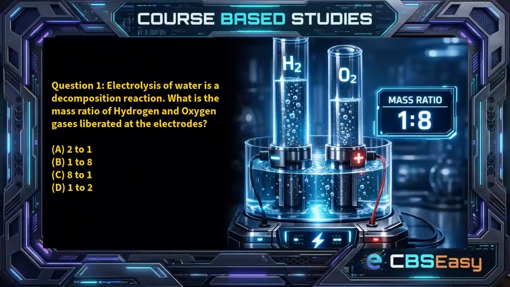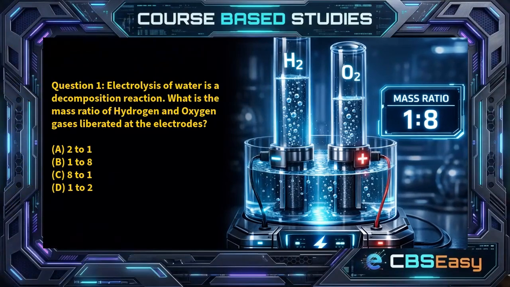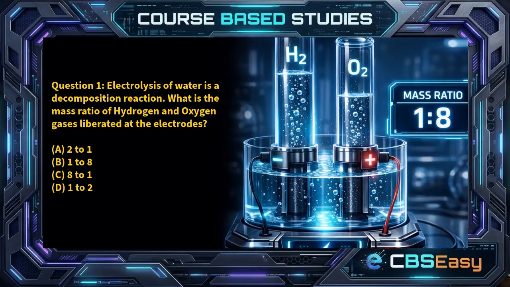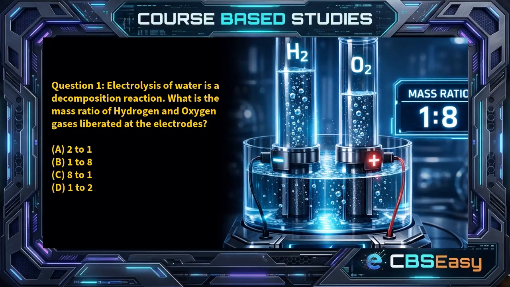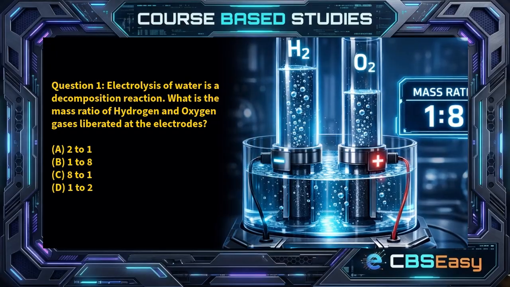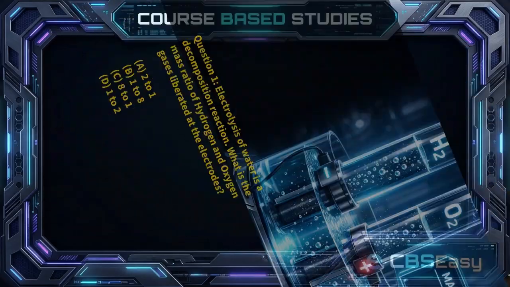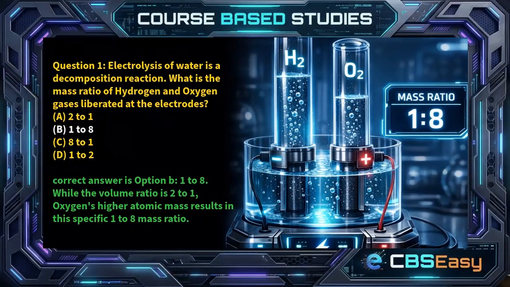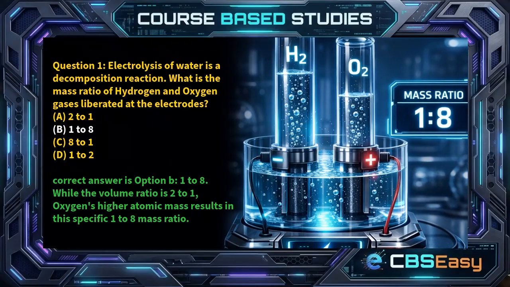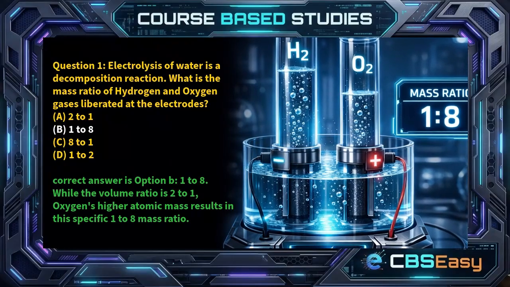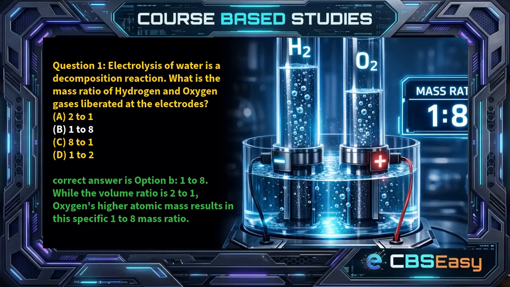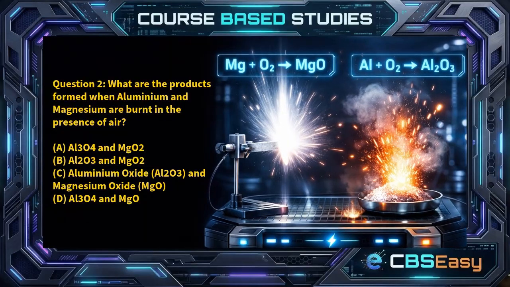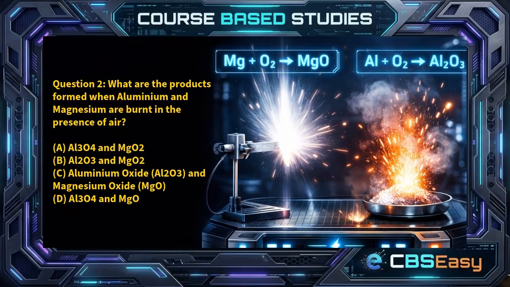Question 1. Electrolysis of water is a decomposition reaction. What is the mass ratio of hydrogen and oxygen gases liberated at the electrodes? The correct answer is option B, 1 to 8. While the volume ratio is 2 to 1, oxygen's higher atomic mass results in the specific 1 to 8 mass ratio.